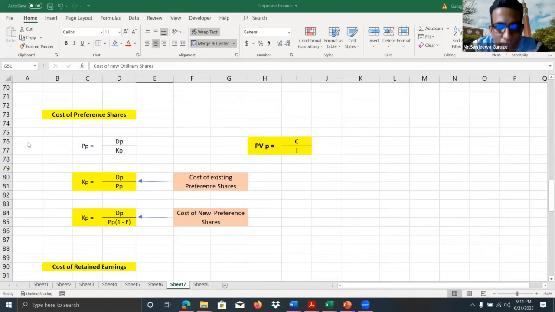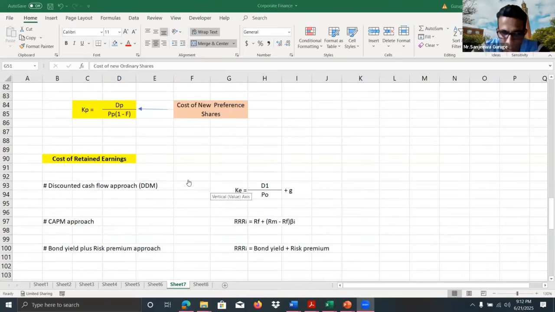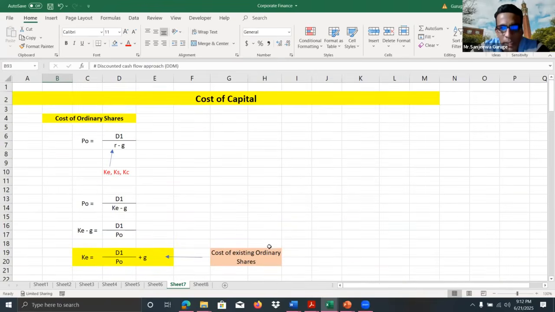Because the answer is, even though there is no new cost of raising capital, there is an opportunity cost, and due to that it is necessary to calculate the cost of retained earnings. Some of you have already mentioned the method of calculating it, because this is part of equity. The cost of retained earnings is the cost of existing ordinary shares. So we can use the discounted cash flow approach, the dividend discount model, and what else? We discussed earlier, because here we need to identify the opportunity cost.